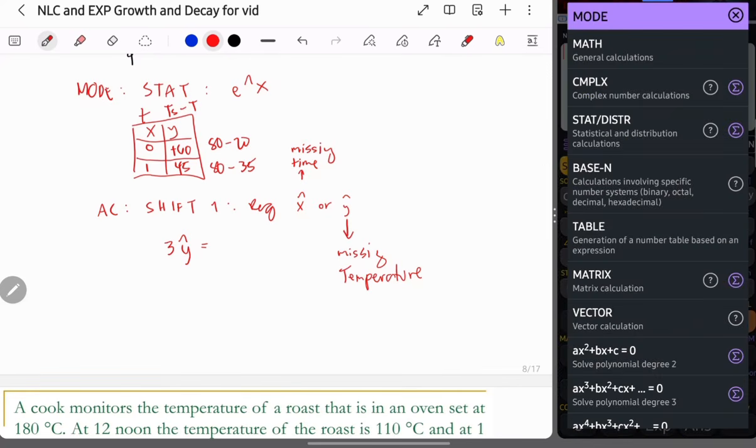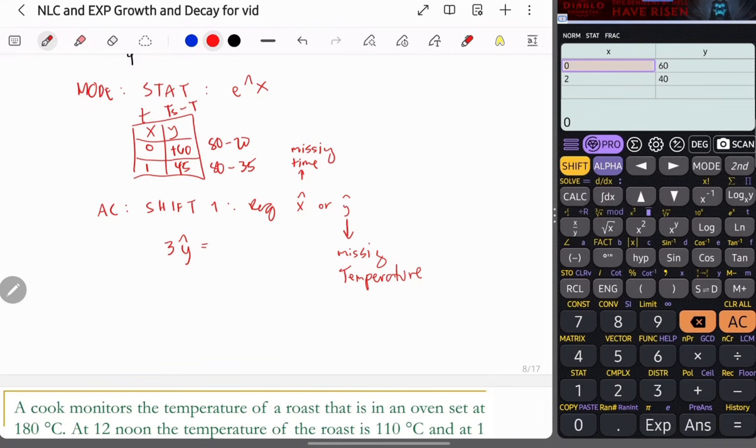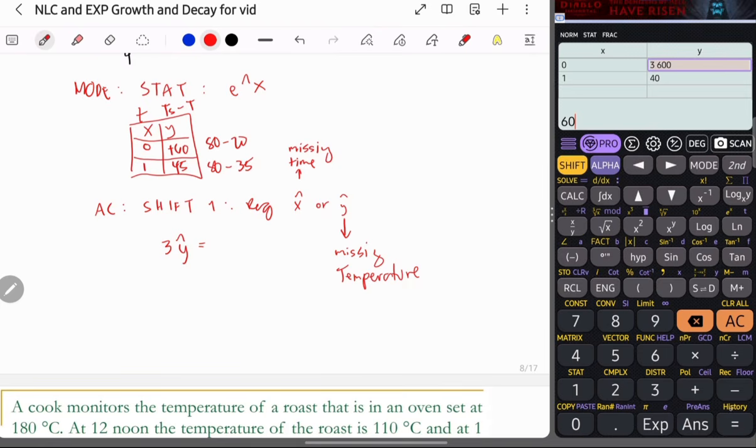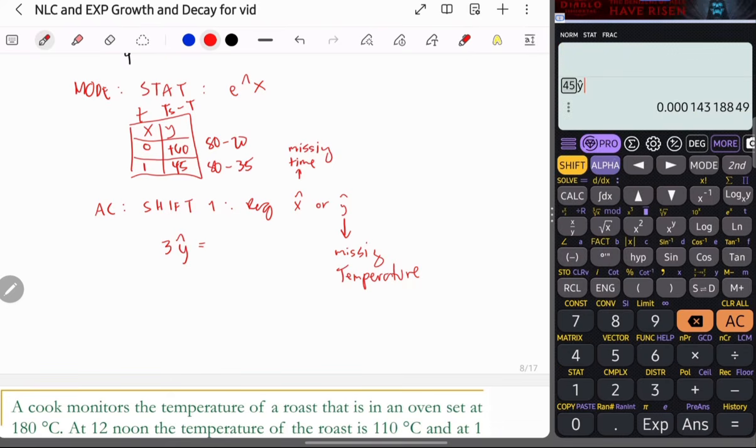Mode, stat, e to the x, but for this calculator, that is e to the bx. So, we will input 0, 1, 60, then 45. Then AC, shift 1, choose regression, this one, for this calculator, and choose y bar. And multiply that to 3. The result is 25.31.